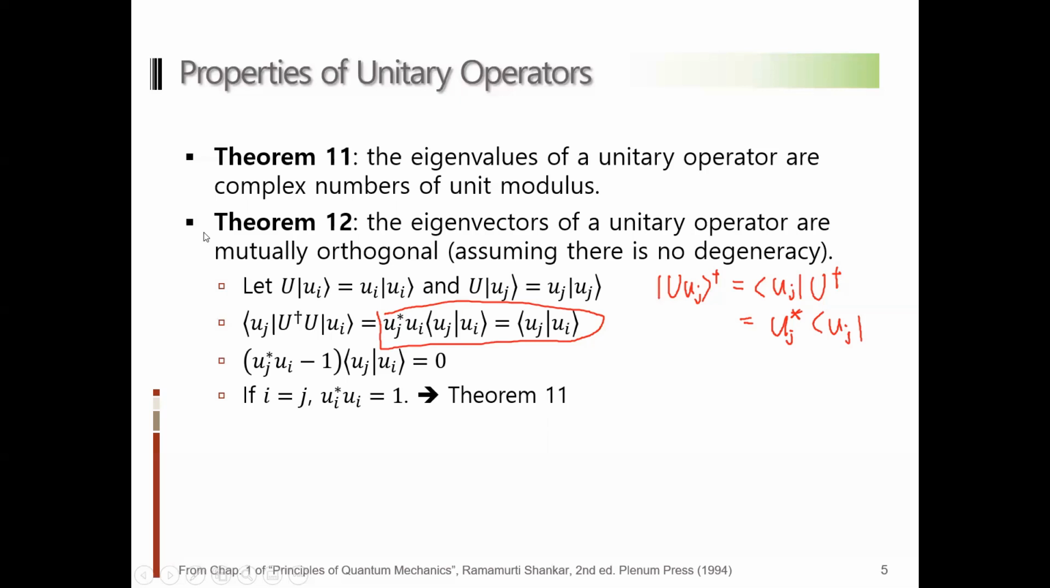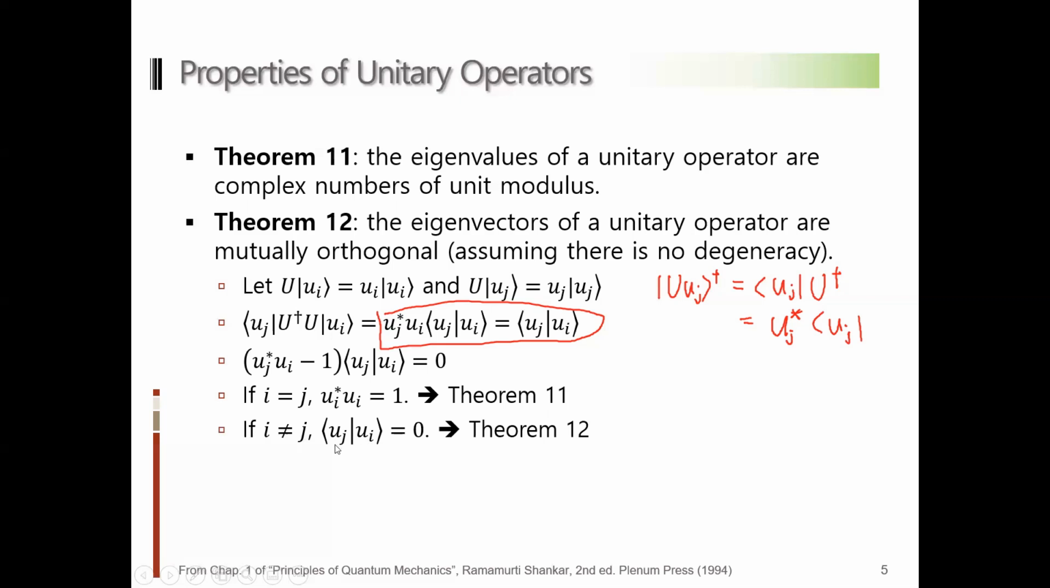Then how to prove theorem 12? Well, now, if we assume that i and j are not the same, in that case this value cannot be 1, because this can be 1 only when these two indices are the same. So to make this entire equation hold, the only option is to make this inner product 0. And what's the meaning of this?